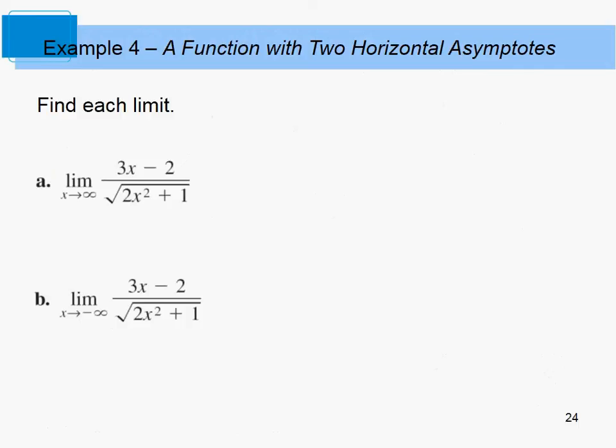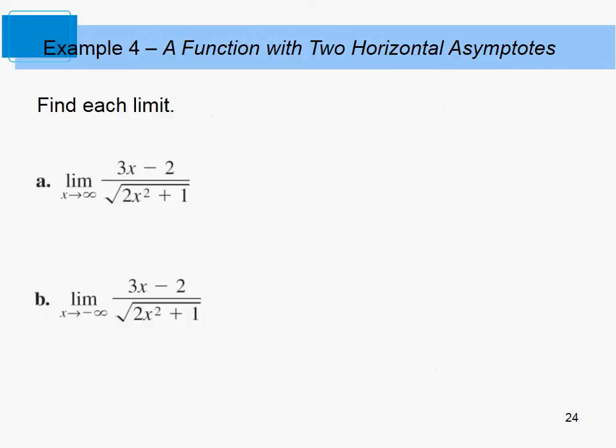So we're going to look at 3x minus 2 over the square root of 2x squared plus 1. What is the highest power variable here? Be careful. Remember, it's the square root of x squared. So it's just going to be x, right?